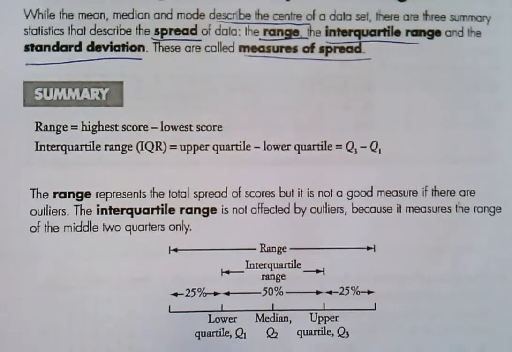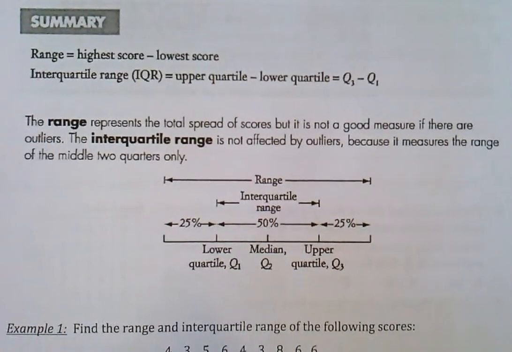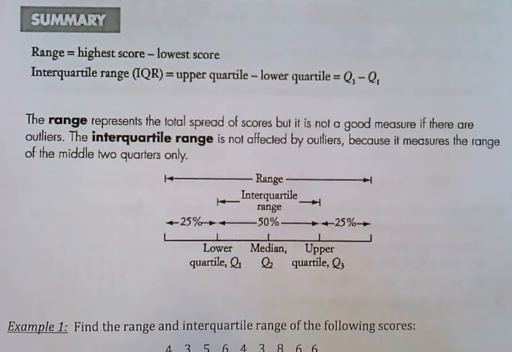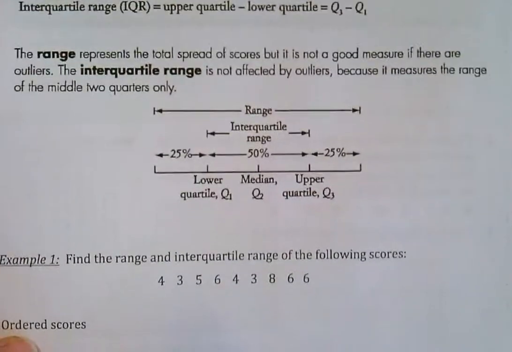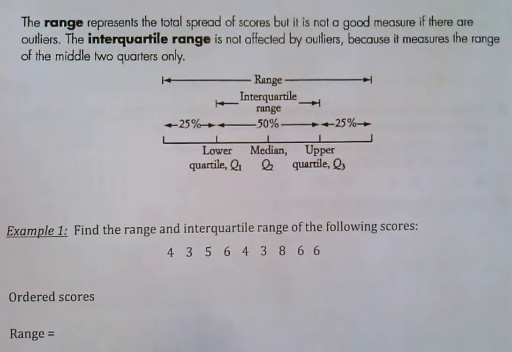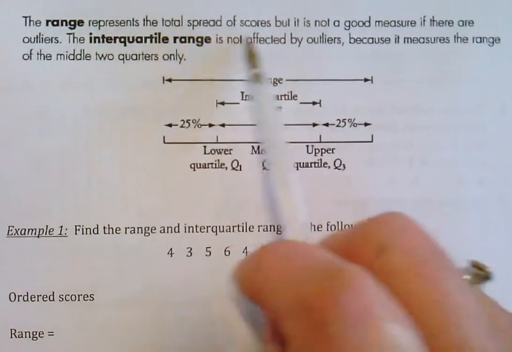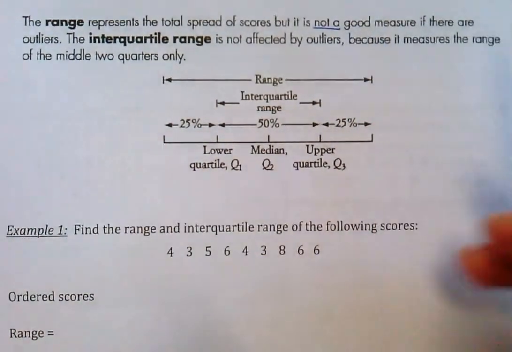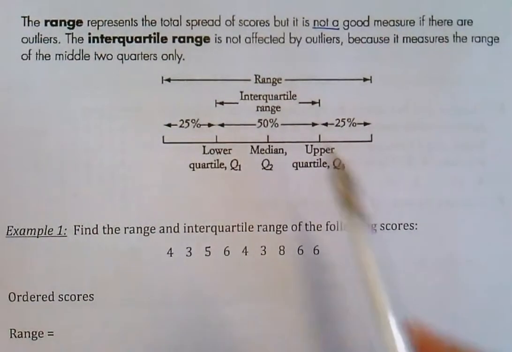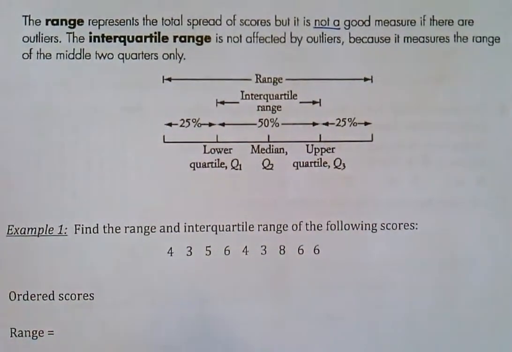Now, we'll be looking at those over the next few days. So, range only takes into account the highest minus the lowest score. Why would range not be very good sometimes? Because it would include outliers. Whereas the interquartile range doesn't include outliers. It's just Q3 minus Q1. So if there is a score at the very end, just like median's not affected by outliers, neither is interquartile range. So the range represents the total spread of scores, but it is not a good measure if there are outliers. Whereas the interquartile range is not affected by outliers because it measures the range of the middle two quarters.